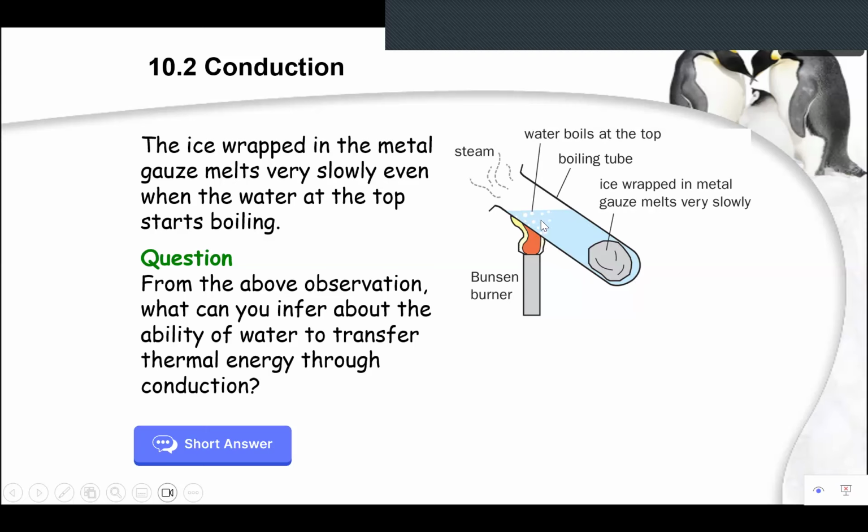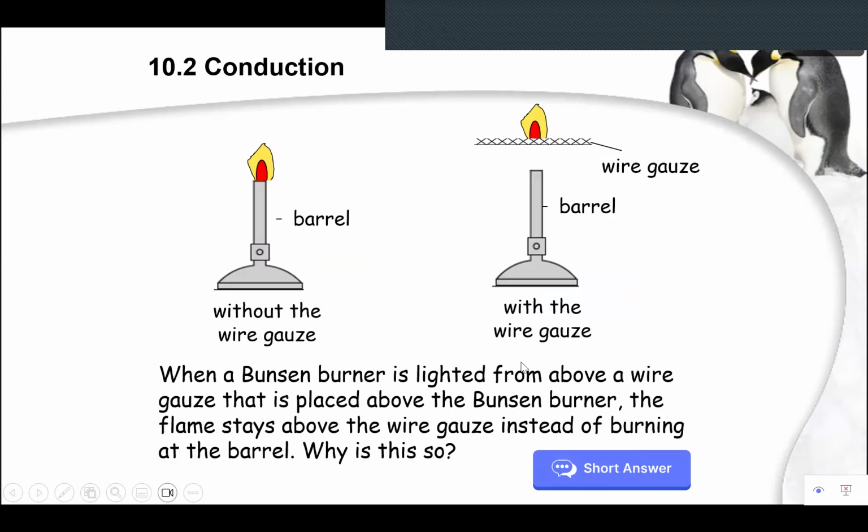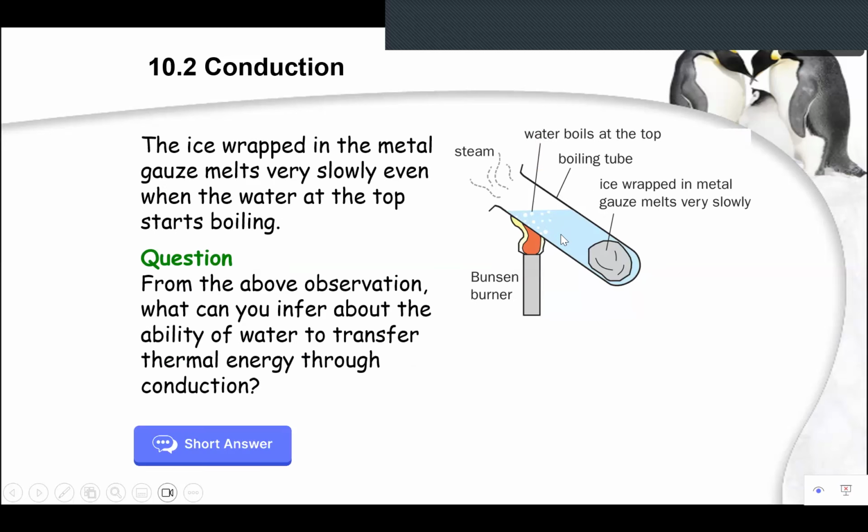What can you infer from this? The ice hasn't melted, but the water has already boiled. It shows that the thermal energy doesn't flow through this water easily to reach the ice. So we can conclude that water is a very poor conductor of heat, or a very poor thermal conductor, because the thermal energy from the Bunsen burner does not reach the ice fast enough to melt it, even when the water is boiling at the top.